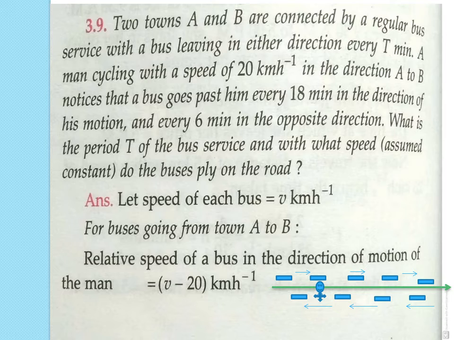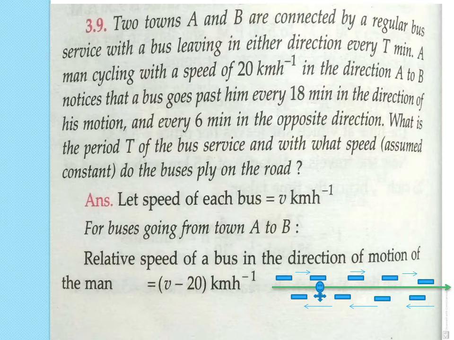So consider the velocity of the bus is v km per hour and the cyclist is moving with 20 km per hour. What the cyclist is observing is that the bus is passing him every 18 minutes if the bus is moving from A to B, because the cyclist is also moving from A to B. When the bus is moving in the direction of the cyclist, it passes the cyclist in 18 minutes. But when the bus is coming in the opposite direction, towards the cyclist who is also moving, then the bus is passing the cyclist in 6 minutes.